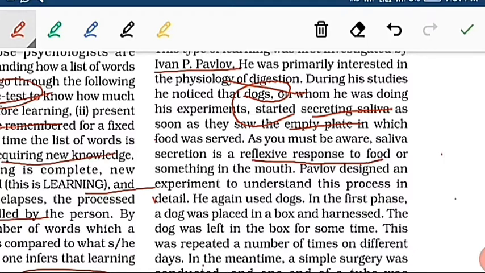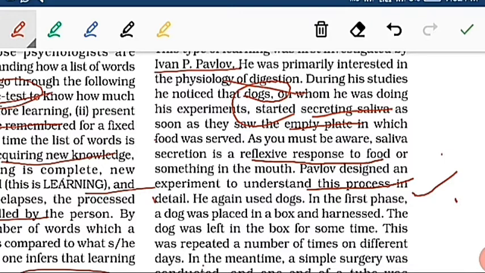Why did he design one experiment? Because he wanted to understand this process in detail. There are phases. In the first phase, what happened? A dog was placed in the box and he was kept hungry for so many days. This process was repeated a number of times on different days.